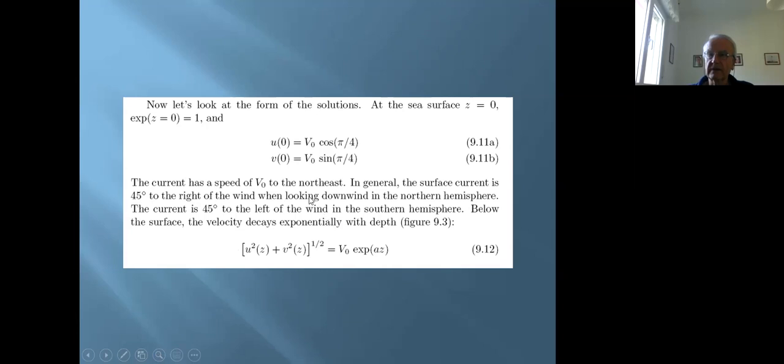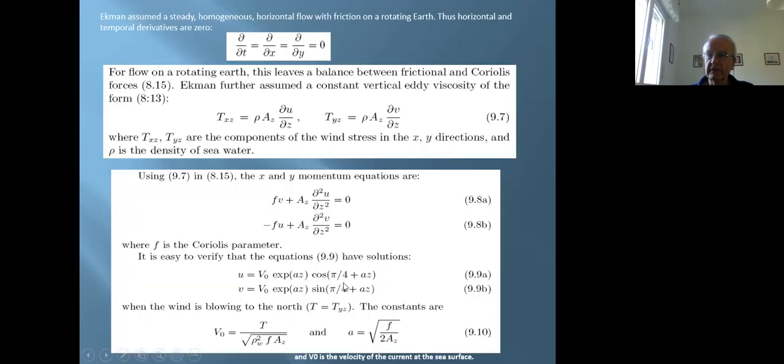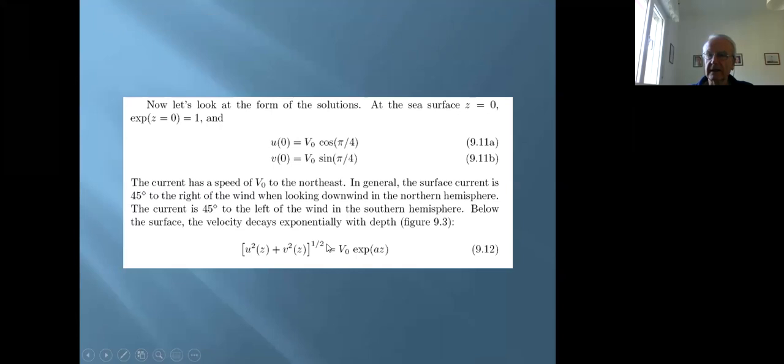From this solution here, we obtain that the amplitude or the velocity magnitude decreases exponentially with depth, and this equation says that. So you start with the velocity, which is V0 at the sea surface to the right-hand side of the wind direction, and then going deeper and deeper, its magnitude decreases exponentially going down into the deep.